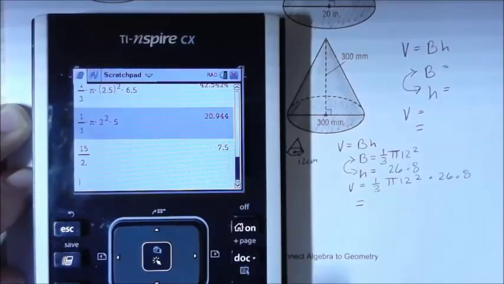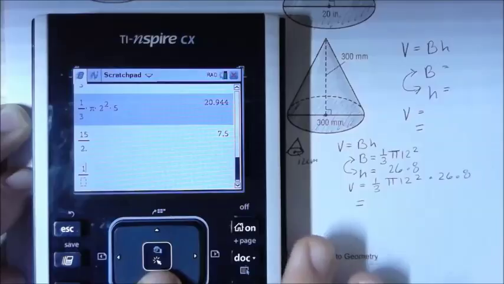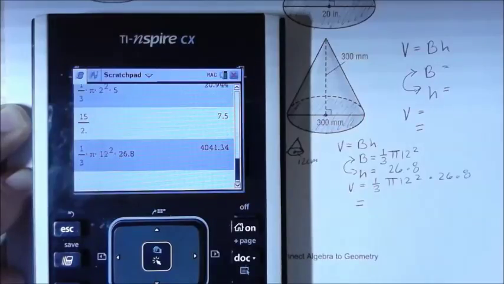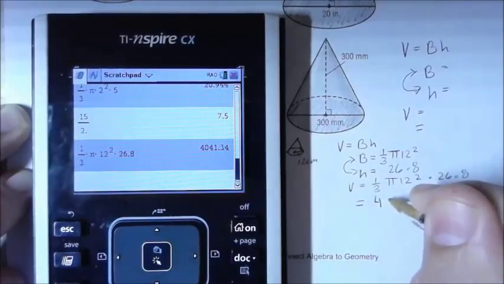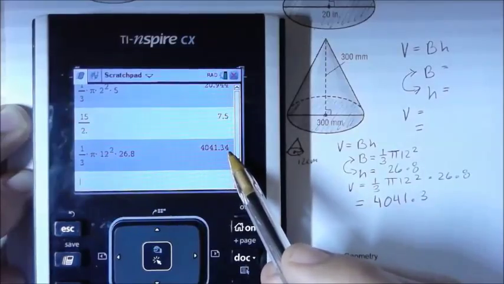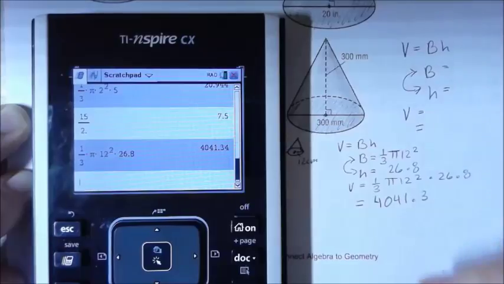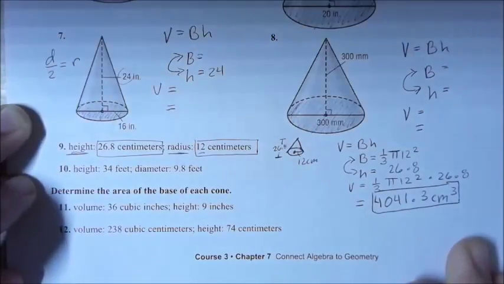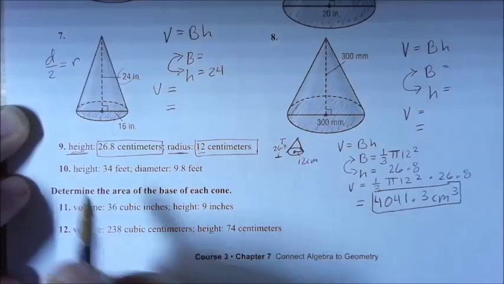And my final answer on this one will be, I'll use my fraction bar and put my 1/3 times pi times 12 squared times 26.8. See, now that I got that all in, hit enter, and it gives me 4,041.3, because remember that 4, if it's 4 or less, let it rest. So our tens place, we're just going to let it rest, and it's in centimeters cubed. And that is our final answer for that one. So now let's go ahead and look at the next one.